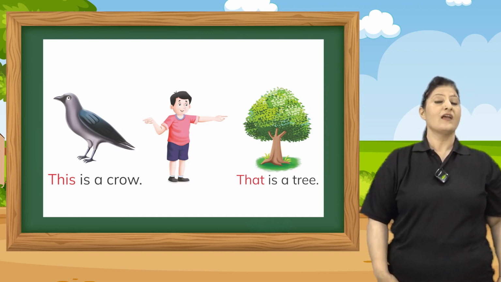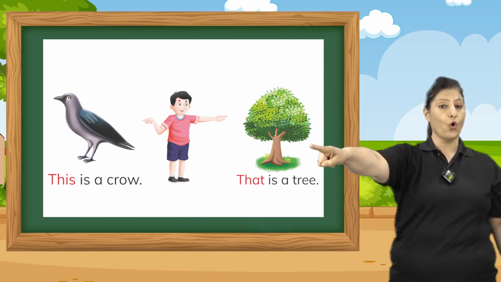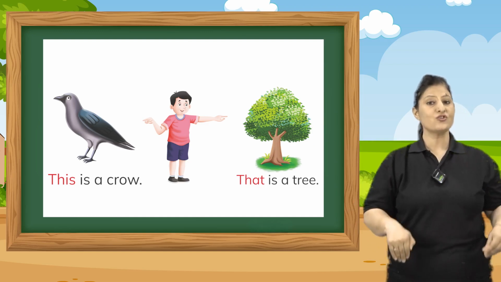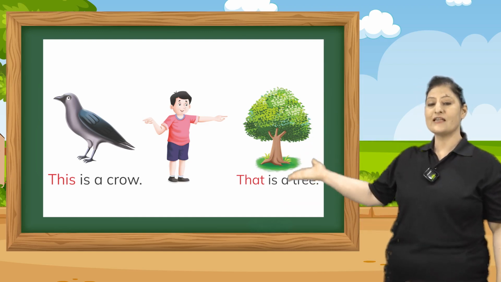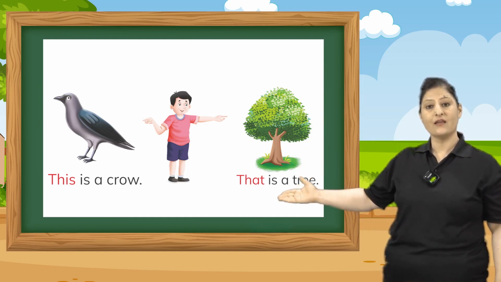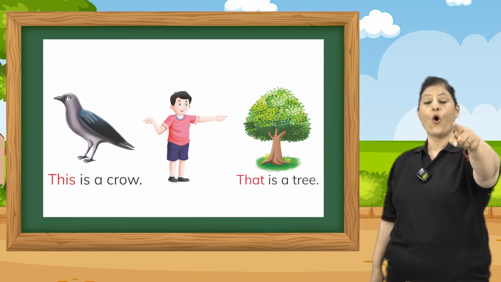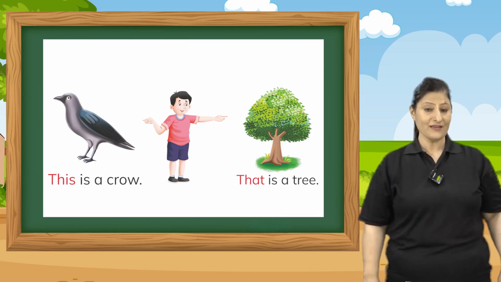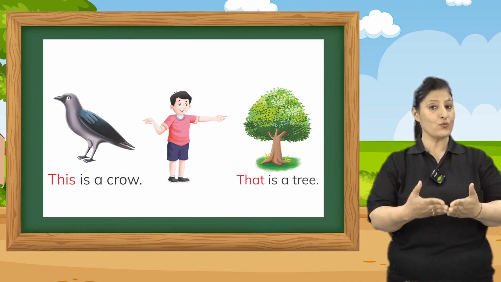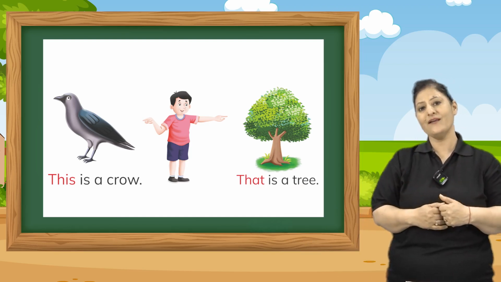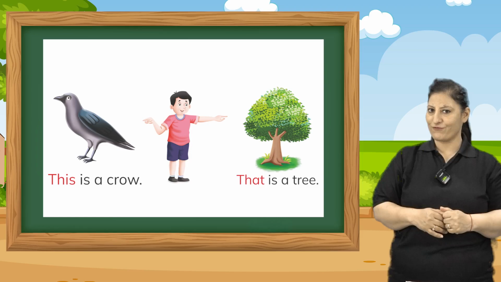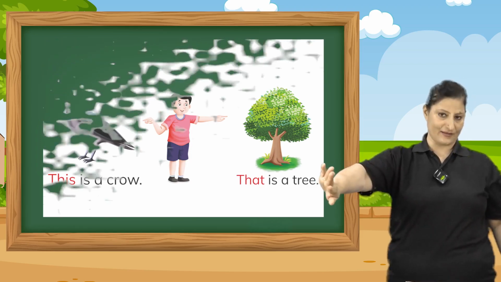As I say, that is a door. This is a chair. This is a screen. That is a boy. Right? So, the things which are near, we use the word this. And which are far, we use that.